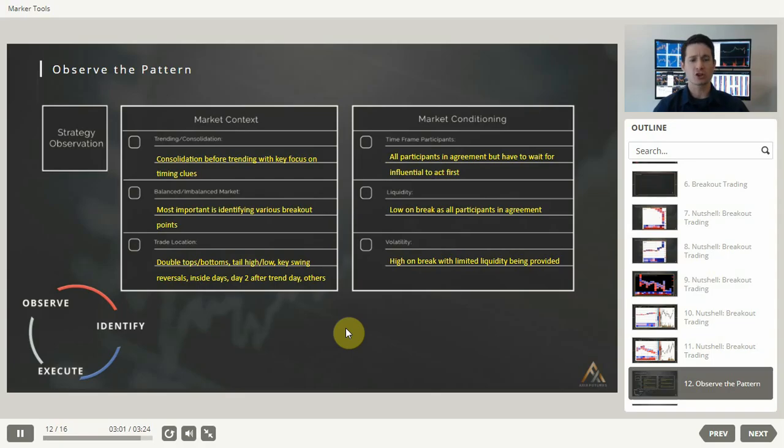Liquidity should be low on a break, as all participants are in agreement. So again, highlight it if it isn't. And then obviously volatility. We do expect volatility to be subdued in consolidation before breakout, but once we break, we expect a pickup in the volatility. Okay, let's now go and have a look at the identification of a good breakout strategy.